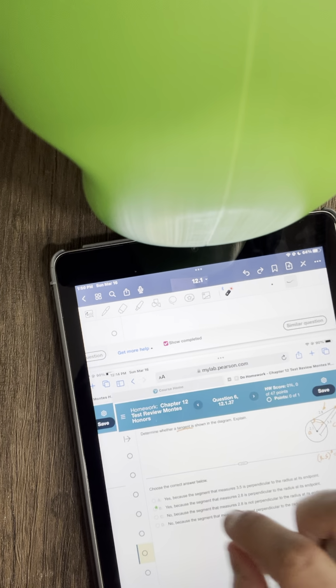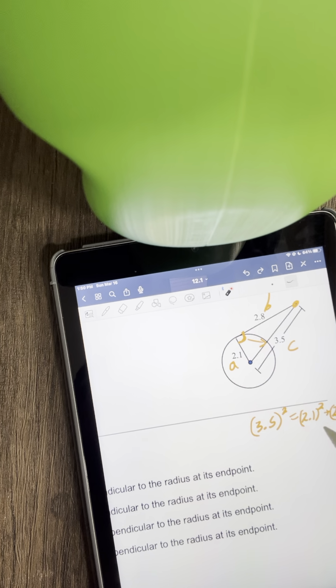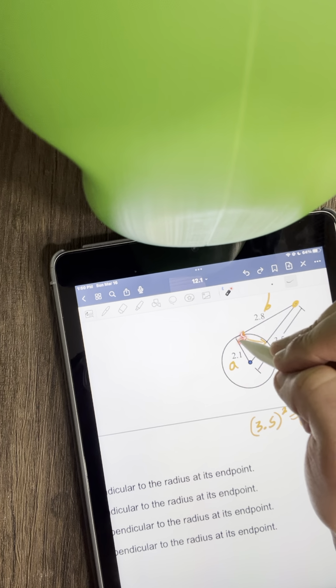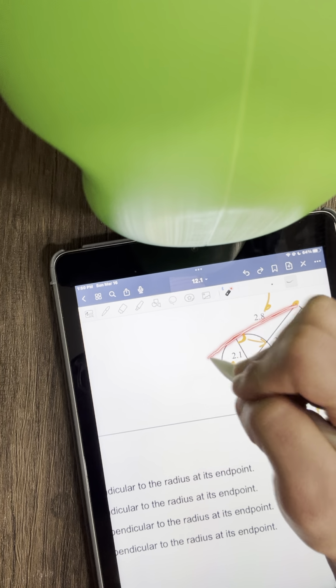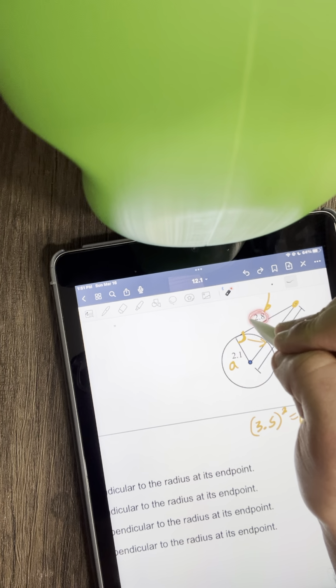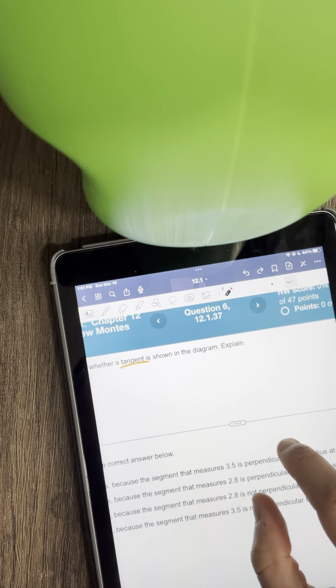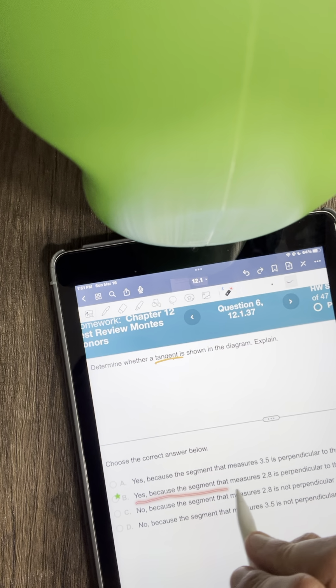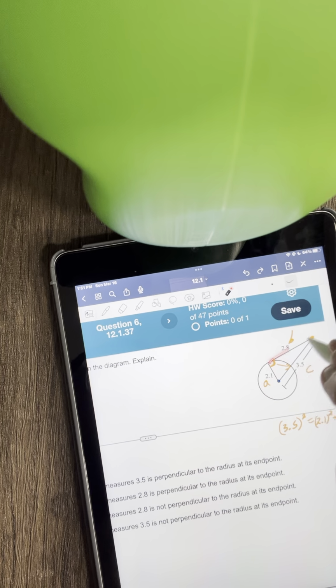So let's see what it was. So yes, that means that these guys together do add up to equal. They are equal to each other. Therefore, this is a right angle, which means that therefore this is a tangent line. And if this is a tangent line, the 2.8 is perpendicular to the 2.1. So yes, because the segment that measures 2.8 is perpendicular to the radius, which is what we just said, that this line is indeed perpendicular to this radius.